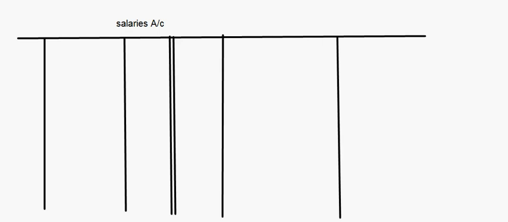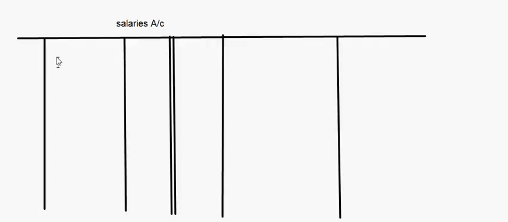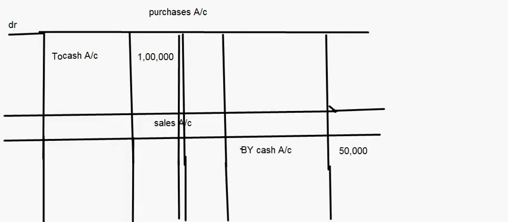And now this salary account, the particulars amount, okay, you have salary to cash, right? So this we already did by salary. So in salary account, cash account will be debited because cash account is credited in this case, right? So here you will have to cash account, to cash account, whatever is the amount, right?